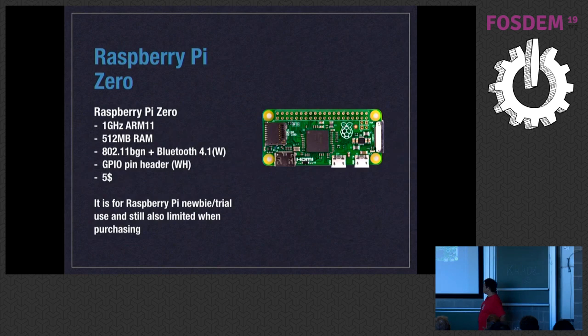For the Raspberry Pi Zero, it is very cheap, starting at $5, and it makes it easy for newbies to try the Raspberry Pi. At that time the Raspberry Pi Zero and Zero W had limited purchasing. But the Raspberry Pi Zero WH, which includes GPIO headers, you can purchase without limitation.